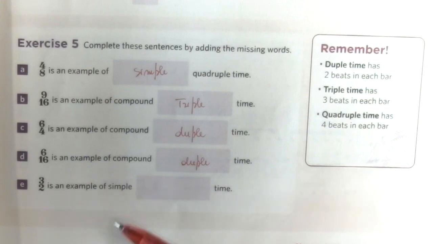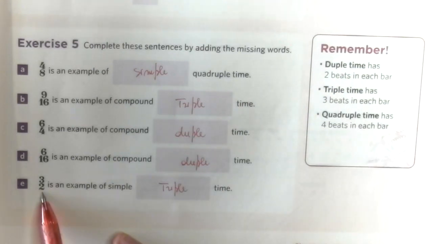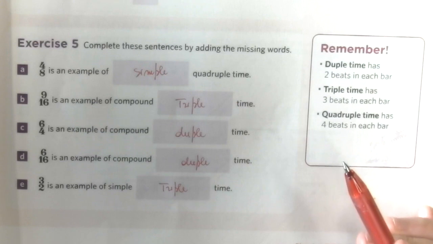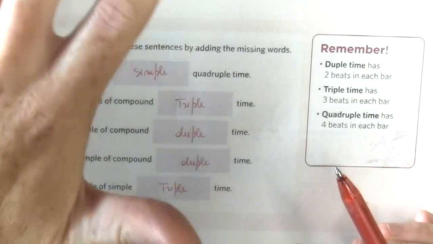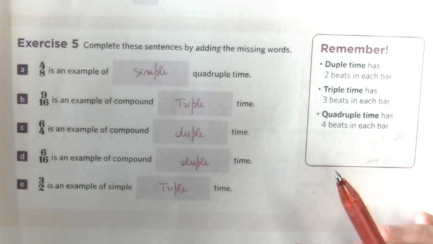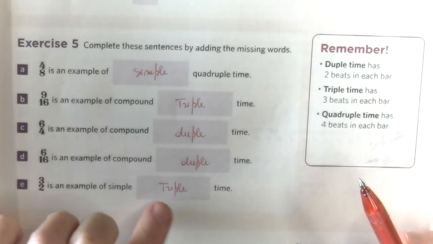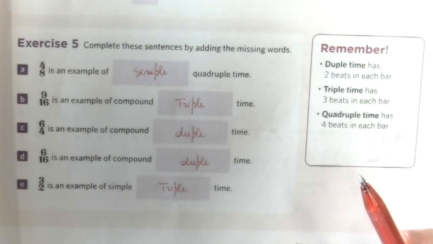3/2 is an example of simple triple time. Of course, 3 is the number. 3 minims, okay? 1/2 is a minim. So 3 minims in a bar. 1, 2, 3. Triple, duple or quadruple tell us what number we need to count to. Do we stop at 2, at 3, or at 4? If you translate the terminology with the meaning, I think it is easier to understand.